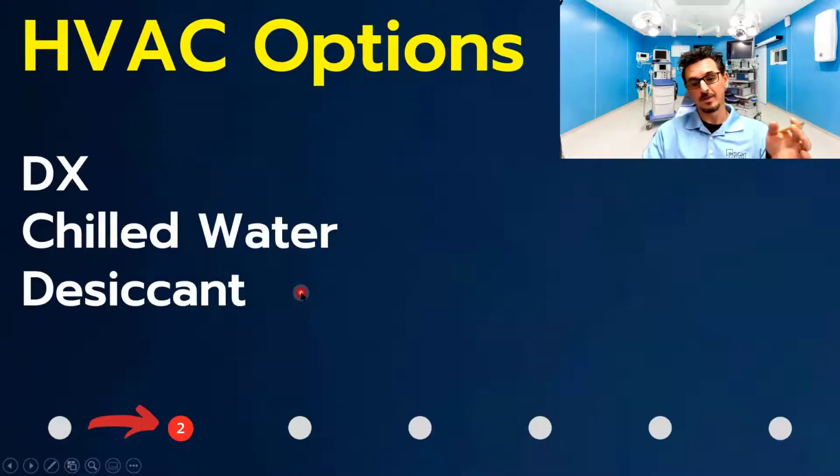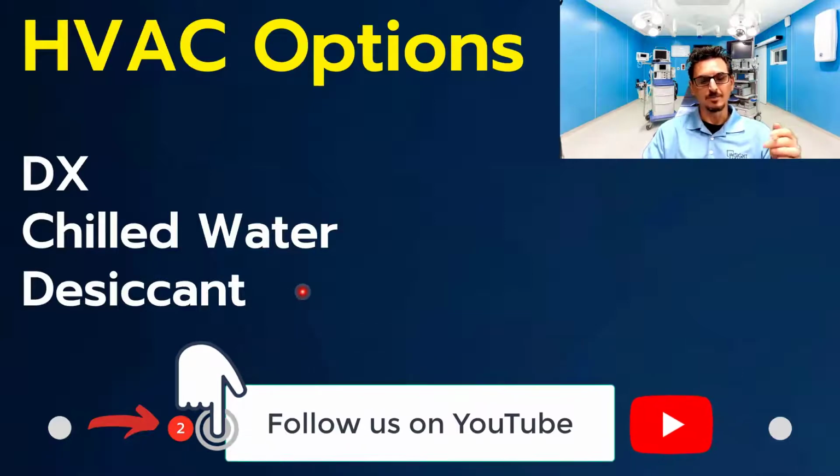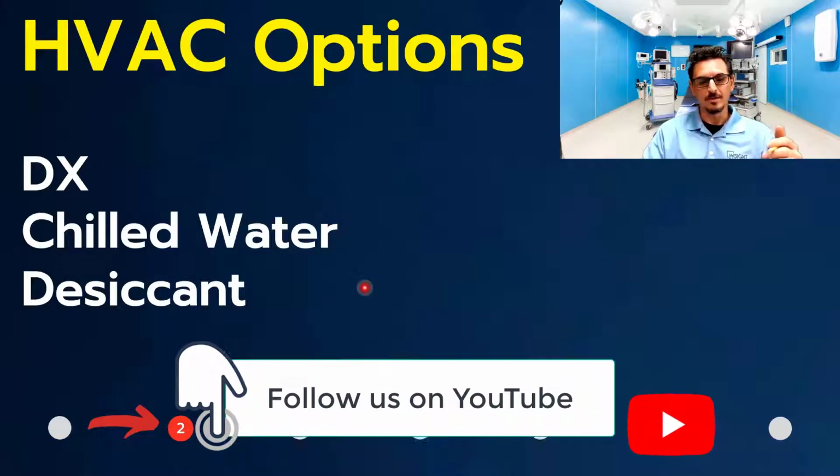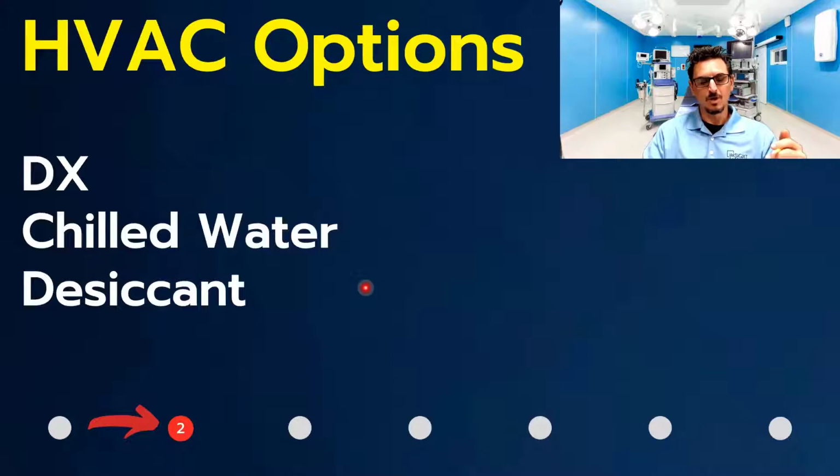Okay, so in a broad general sense, we have 3 options when we're choosing our HVAC equipment: DX, chilled water, and desiccant. So we talked about surgery suites. Now we're going to go on to section 2 and talk a little bit about what equipment we have, as designers, HVAC suppliers, and sales guys, that will meet that criteria.